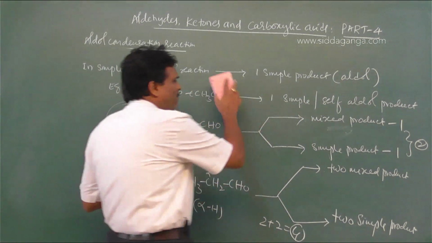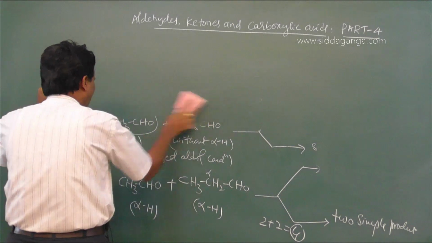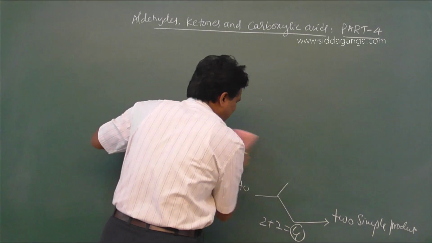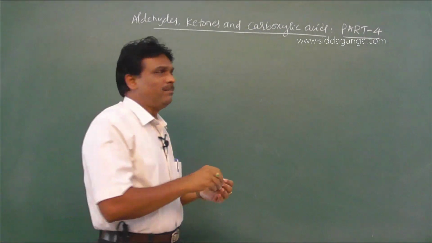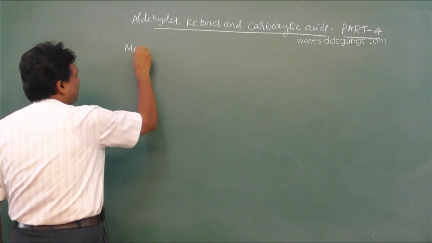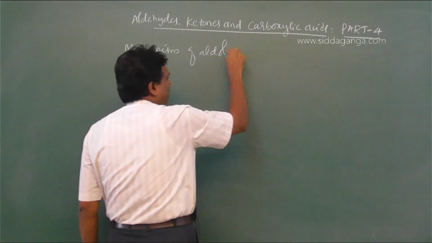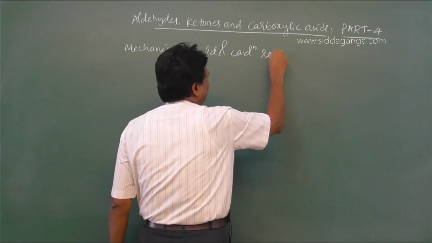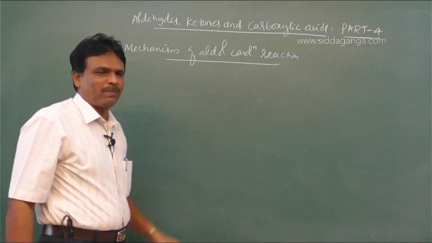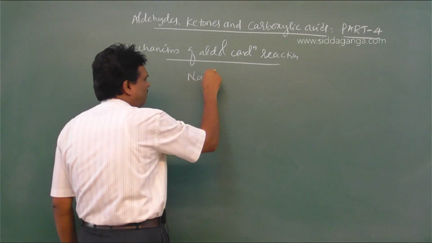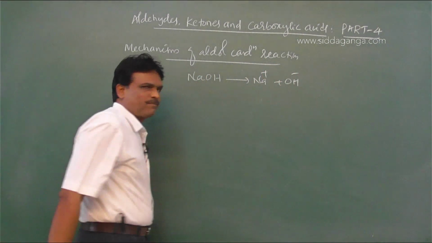So what is the mechanism of this reaction? The mechanism of aldol condensation reaction occurs in two steps. Dilute NaOH is used. So NaOH ionizes to form Na+ and OH minus.